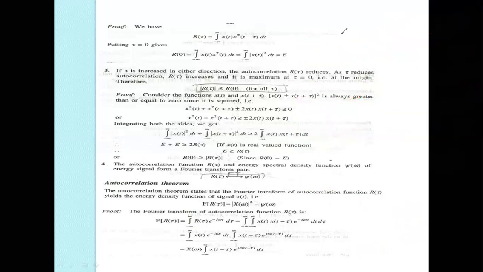Energy spectral density psi of omega. The first property says that R of tau is equal to R conjugate of minus tau. The second property says that at tau equal to 0, R of 0 is equal to the energy of the signal. The third property says that as tau reduces, the autocorrelation function increases, and it is maximum at tau equal to 0, nothing but R of 0 is greater than or equal to R of tau. And the fourth property: there is a relation between the energy spectral density and the autocorrelation, a Fourier transformation pair.